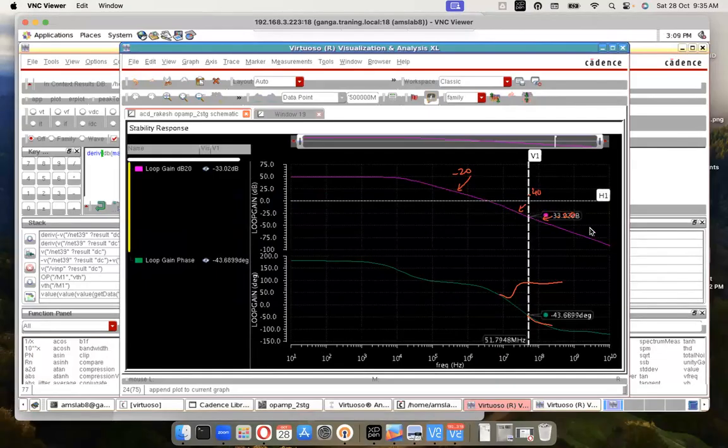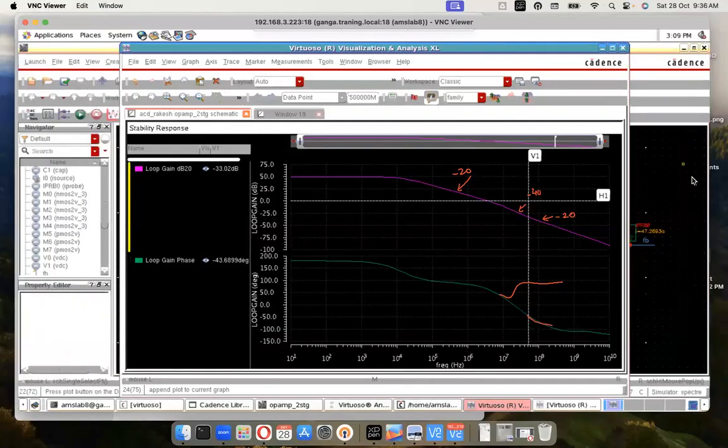Because the curve has improved, meaning it has got a plus 20 dB per decade slope gain, there has been a zero somewhere around this point. And that zero is also causing a minus 90 degree phase shift, meaning it has to be a right half plane zero. Now we have to move it to the left half plane. How do I do that? Let's go back to the schematic.